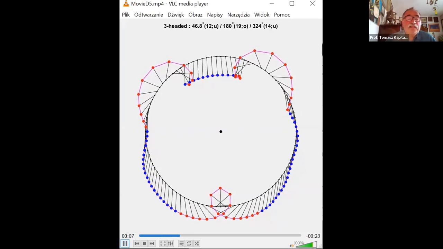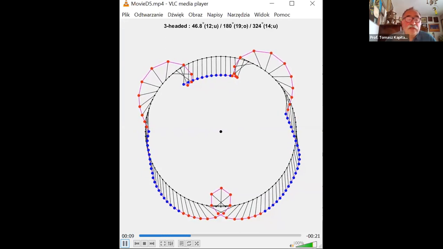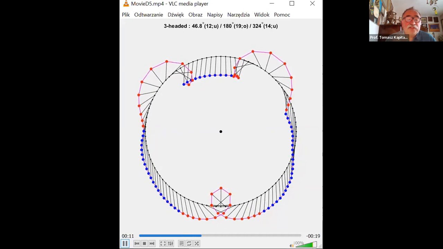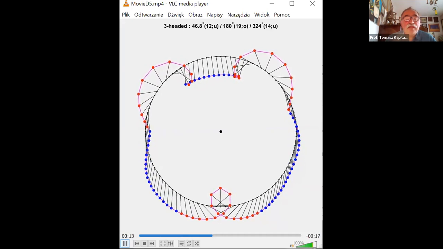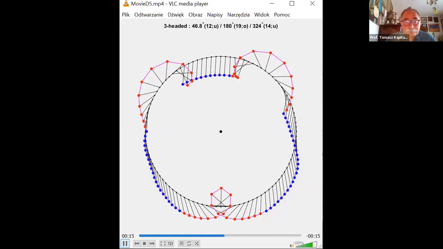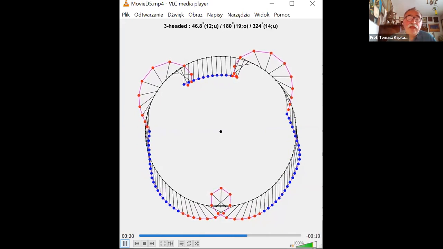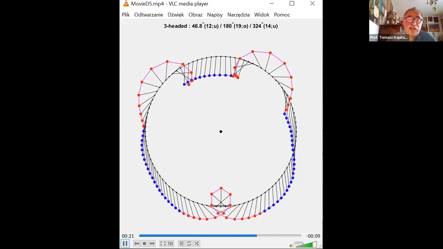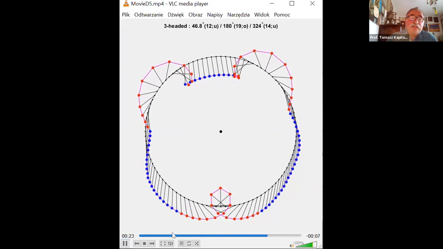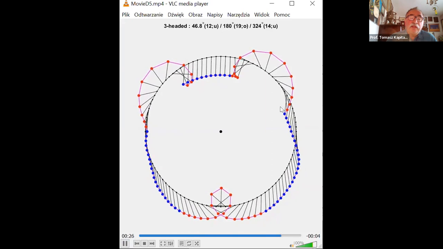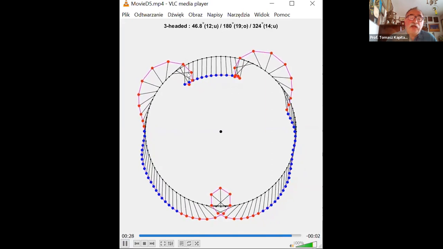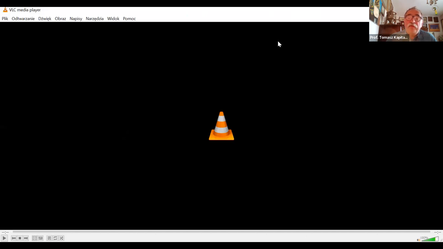Okay, so you can see how the behavior of such a system of pendula hanging from the rotating ring can behave. You can see here that these are synchronized pendula, and there are some which are unsynchronized with a different type of behavior.